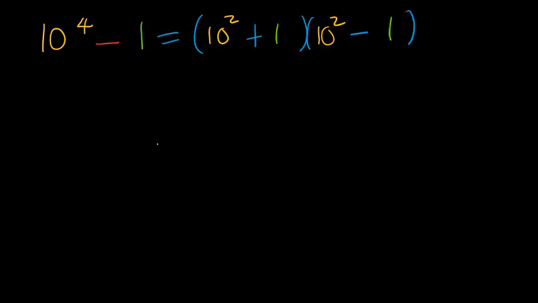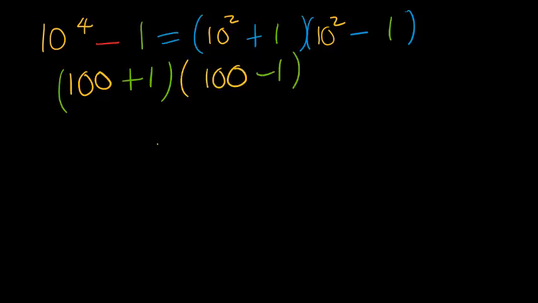Question number 2, 10 to the power of 4 minus 1. We've got two brackets, plus and minus. So we've got 10 to the 2, and we've got 10 to the 2. And then we've got 1, and we've got 1. Okay, so now we're going to expand. So 10 to the 2 is going to be equal to 100 plus 1. That's our first bracket. And 100 minus 1 is our second bracket.